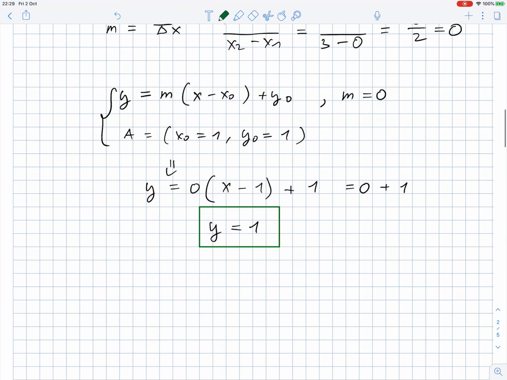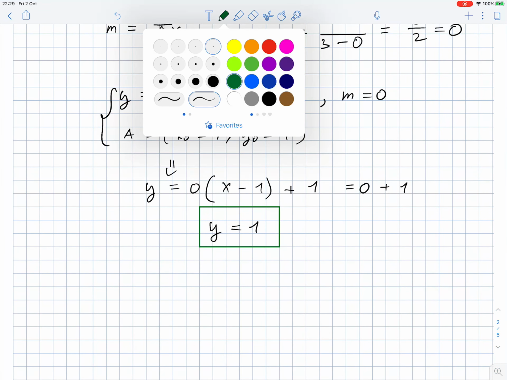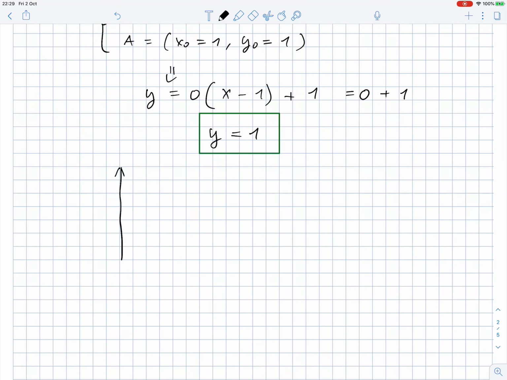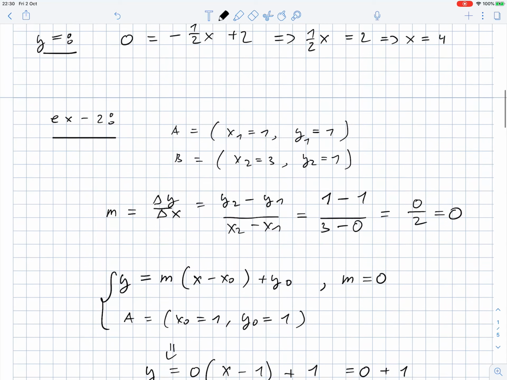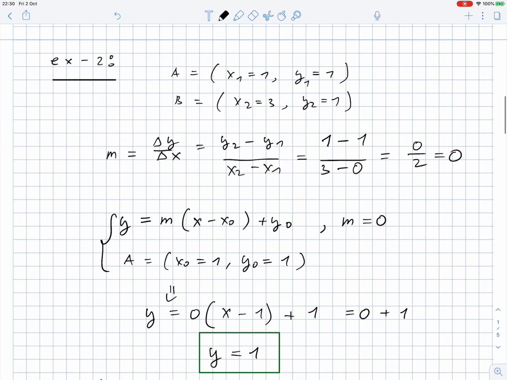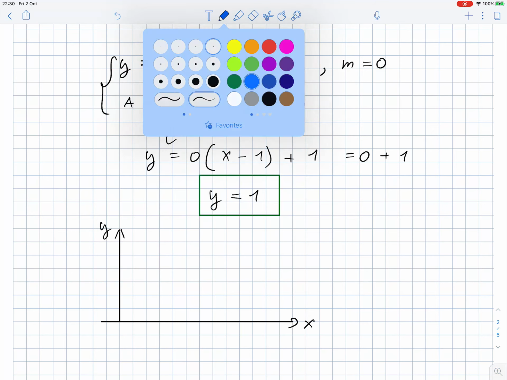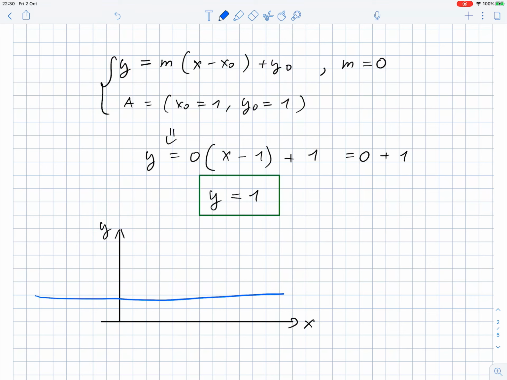Now, how can we draw the graph of this function? First, let's draw the y and x-axis. We actually saw that the slope is 0, and how can I draw this y equals 1? It appears that no matter what x is, y is always 1, which means we will get this kind of a function.